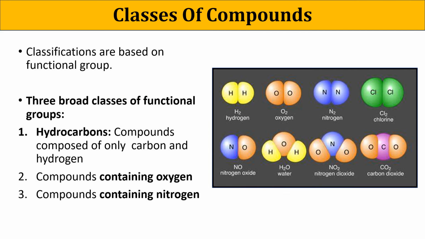Classes of compounds. Classification is based on functional group. Functional groups are the parts of molecules where reaction usually occurs. Functional groups are distinct chemical units such as double bonds, hydroxy groups, or halogen atoms that are reactive. Most organic compounds are characterized and classified by their functional group. Three broad classes of functional groups are: first, hydrocarbons, compounds composed of only carbon and hydrogen; second, compounds containing oxygen; and then compounds containing nitrogen.